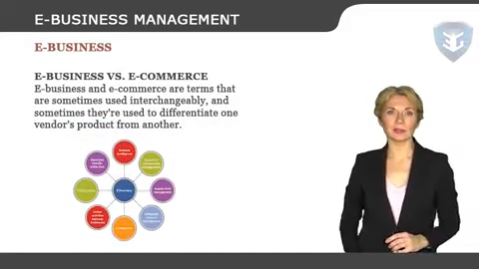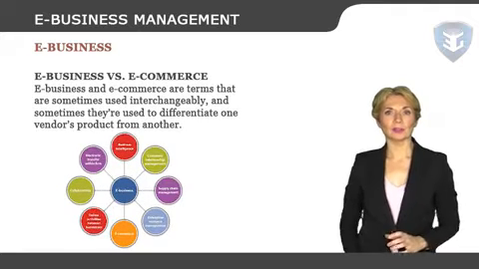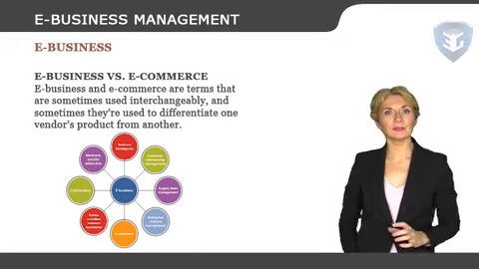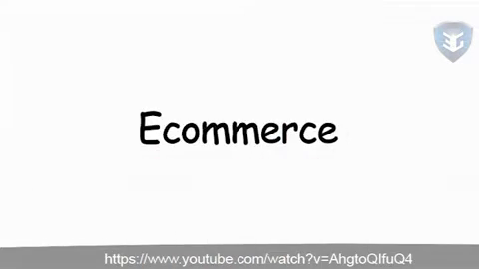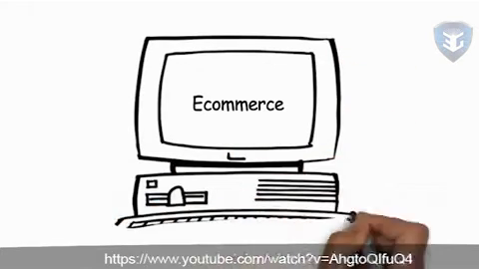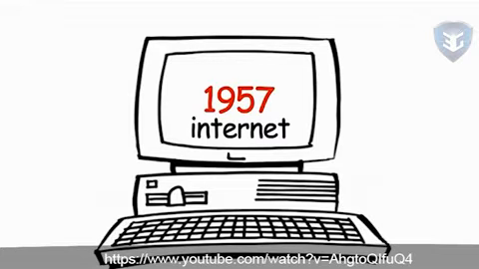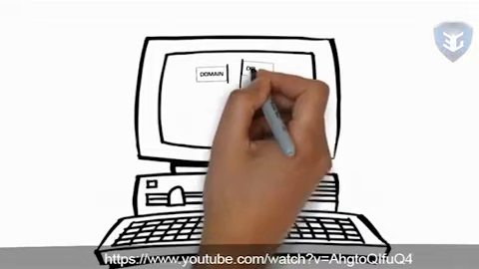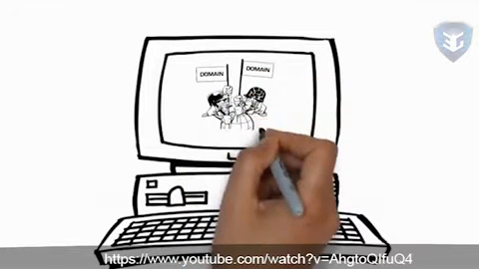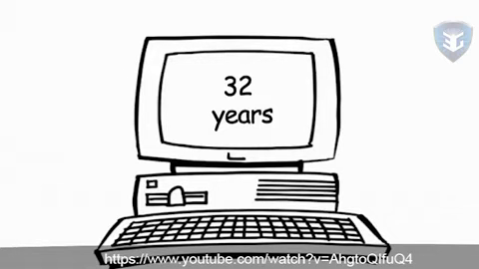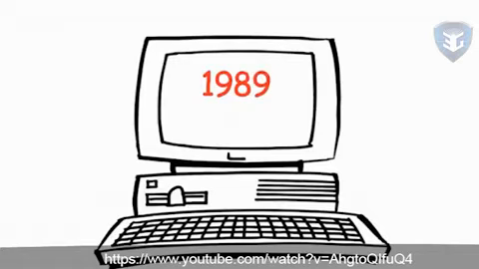E-business versus e-commerce. E-business and e-commerce are terms that are sometimes used interchangeably, and sometimes they're used to differentiate one vendor's product from another. Words like e-commerce or electronic commerce are often thrown around in all sorts of places, but to properly understand them, we must first go back to 1957. 1957, the birth of the Internet, and the framework for the digitization of our society. Although, at this point, the Internet was very much restricted to military and government uses, so we'll have to fast forward 32 years. And here we are, 1989, the year that affects us most.